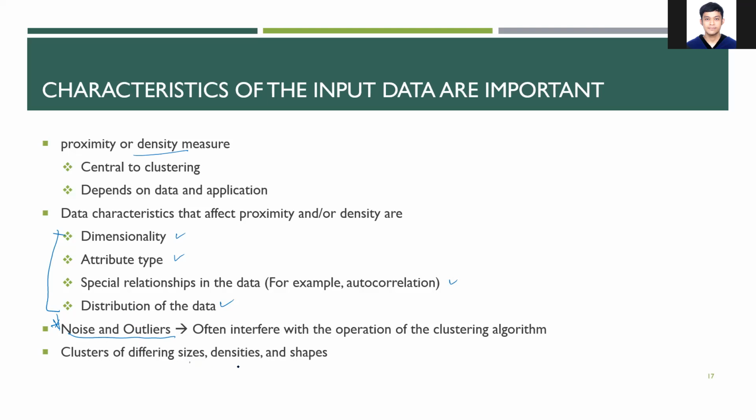Clusters with different sizes, densities, and shapes usually require a more advanced clustering algorithm. Basic clustering algorithms usually work well if the density of the data is relatively the same and the same cluster has a similar size. But of course our data is not ideal. So we have to see all of these data characteristics to understand the data before we choose which clustering algorithm.